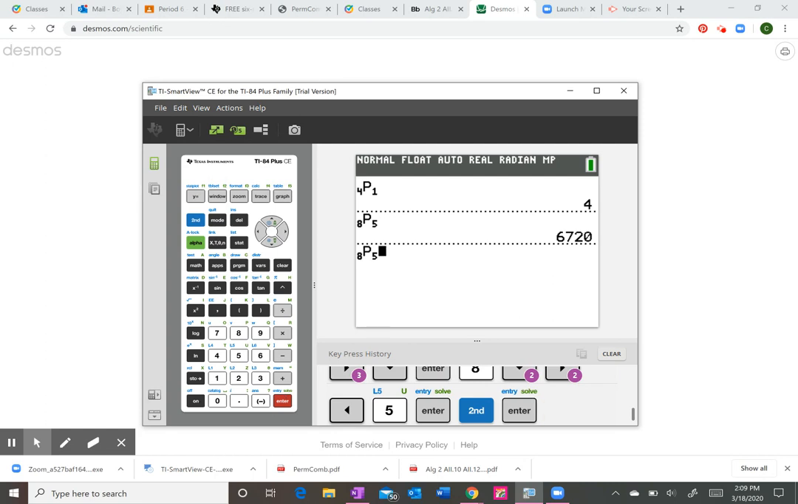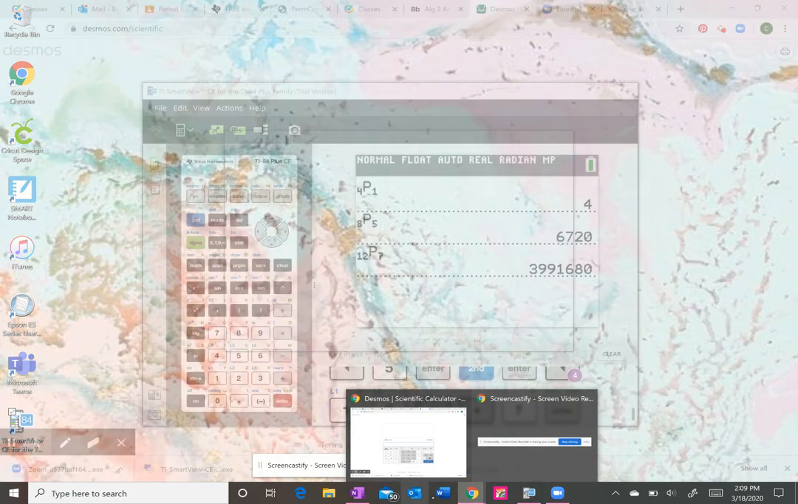If I do it on the TI, you don't need to go back to that menu every time. If you hit second entry, you'll get this, and then just change the numbers. 12 pick 7. So it's the same thing. 3,991,680.